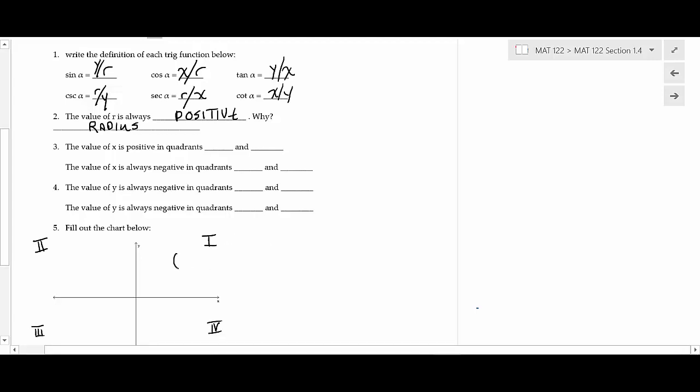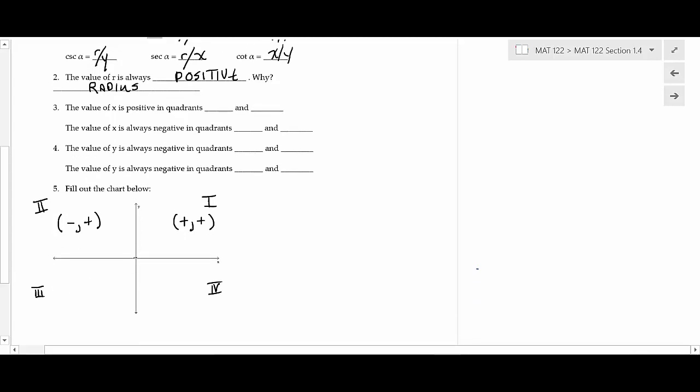Okay, so if you're in quadrant 1, x is positive and y is positive. So the value of x is positive in 2 different places. Let's go over to quadrant 2. In quadrant 2, you're going to the left, so x is negative, y is positive. If you're in quadrant 3, you're going left and down, so x is negative, y is also negative. And if you're in quadrant 4, you're going over and down, so x is positive and y is negative.